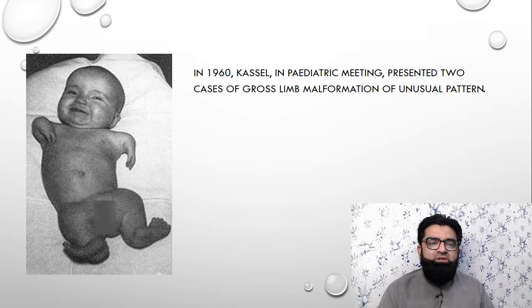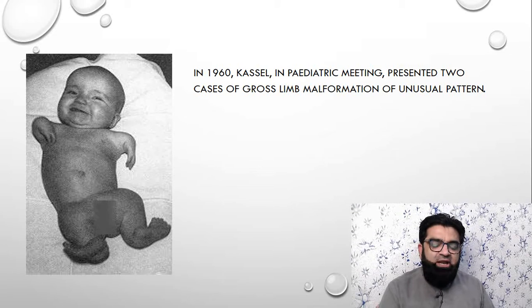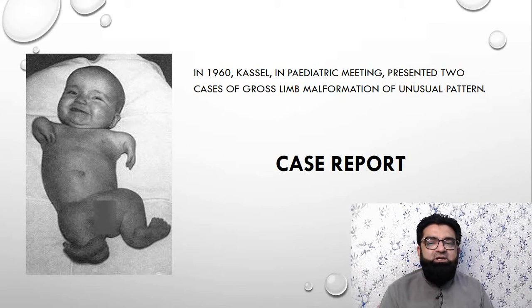In 1960, Castle, a pediatrician, presented in a pediatric meeting two cases of gross limb malformation of unusual pattern. So it was a case of unusual pattern. It was not a routine case, and he presented this case in a pediatric meeting. So what he actually did was report a case report. He has written a case report. Basically, it is a case of unusual pattern.